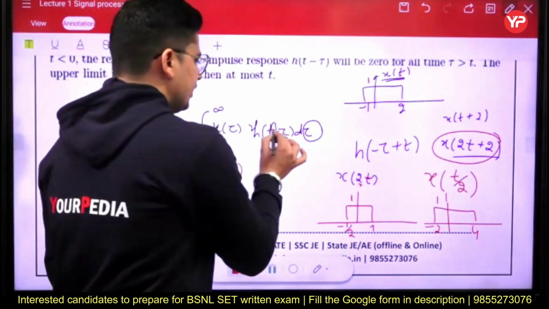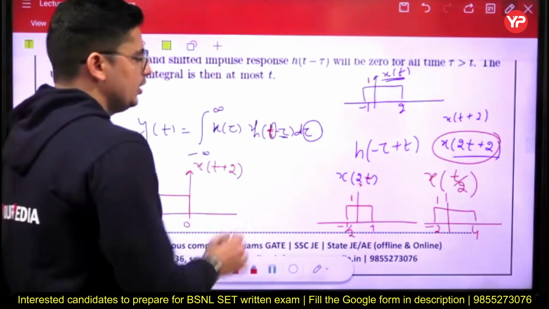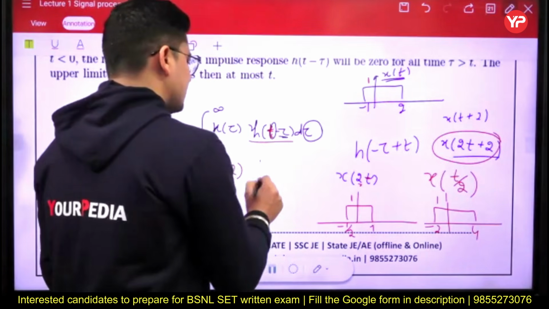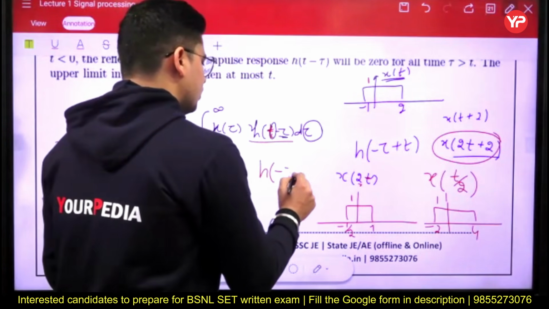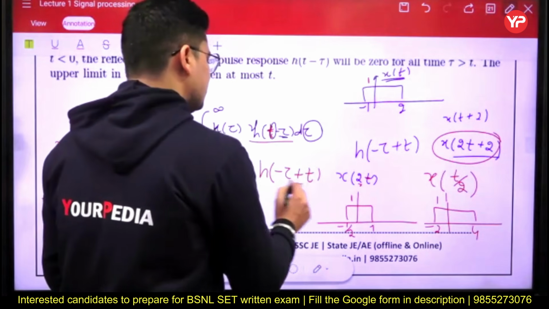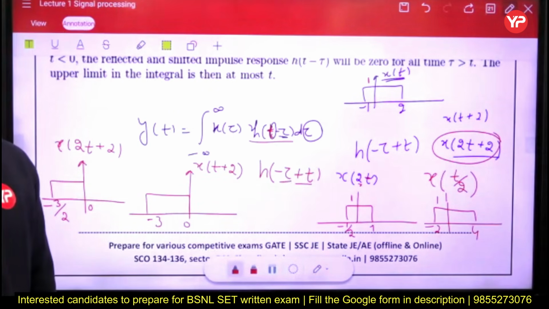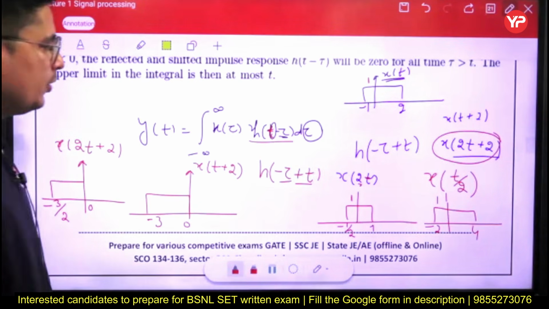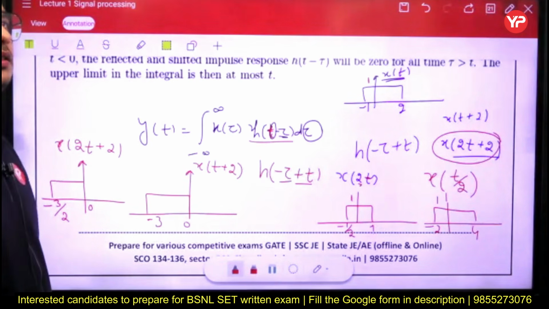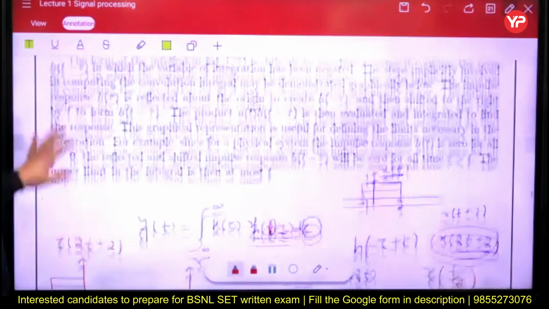In this h of t, this t is constant. So we can write this term as h of minus tau plus t. First we do the shifting, then we do the scaling by minus 1. Scaling by minus 1 is generally known as time reversal. Time reversal means what?